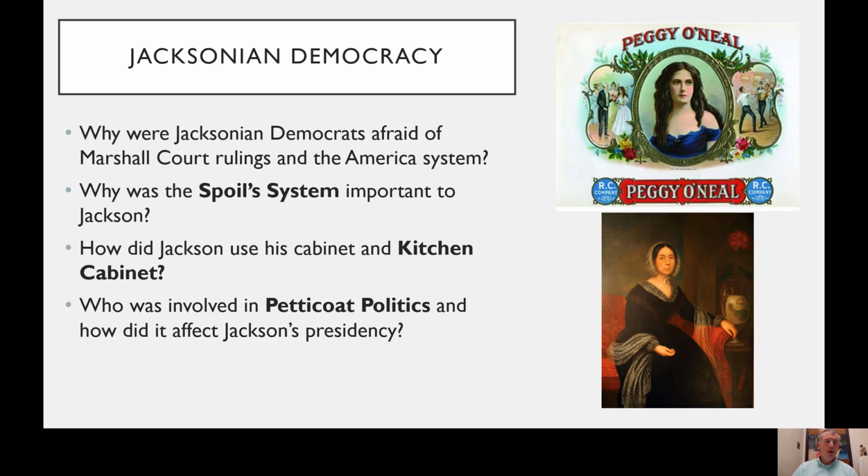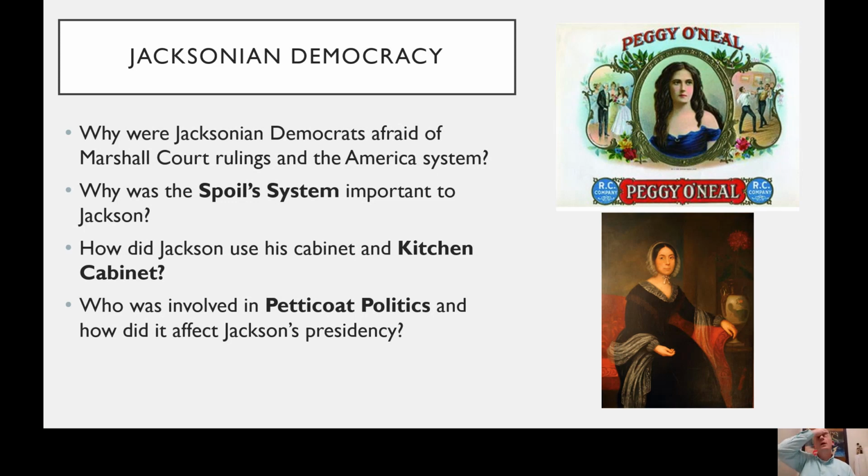All right. Jackson has his cabinet, which is his official advisors, and then he has a kitchen cabinet. It's like his group of friends that would advise him on stuff. Once again, he has the image of being the common man president. All right, I don't always listen to my stuffy advisors. I have my war buddies that I talk to.